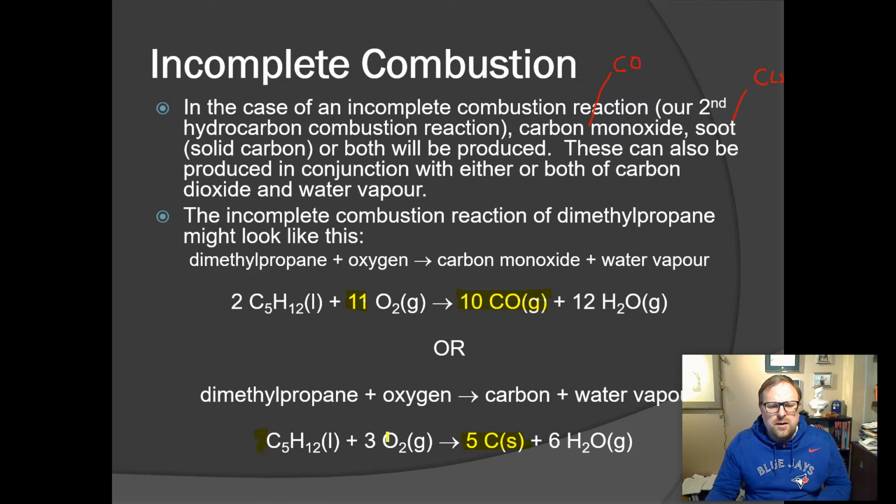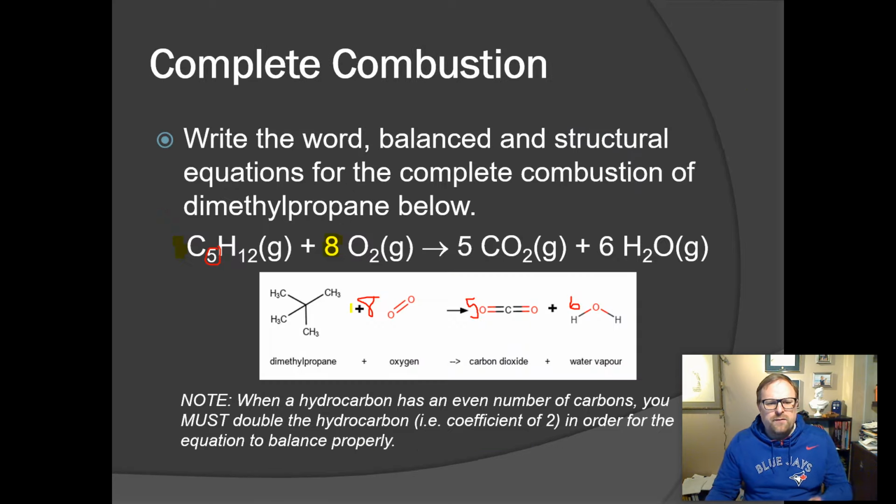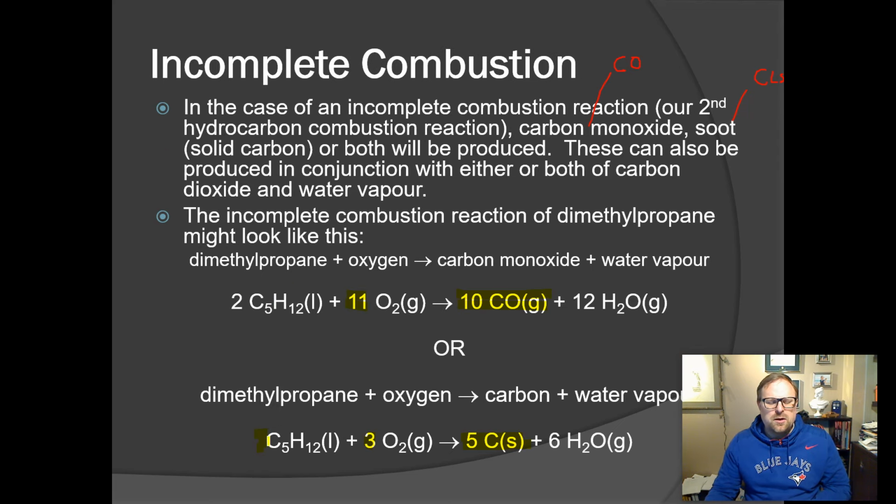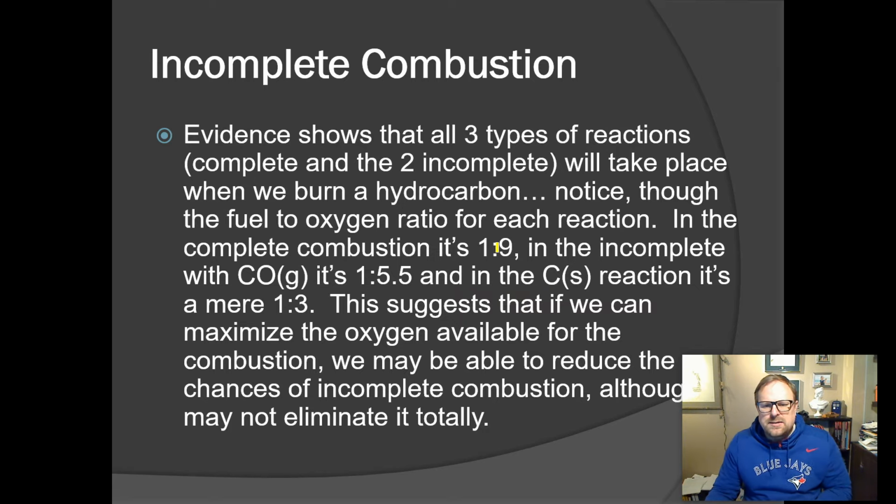And then this is a 1 to 3 ratio. So we have a 1 to 8 ratio here, a 1 to 5.5 ratio here and a 1 to 3 ratio here, fuel to oxygen. I made a typo here. This actually should be an 8, but it doesn't affect things. So in the complete combustion, it's a 1 to 8 ratio. In the incomplete combustion, the carbon monoxide reaction is 1 to 5.5. The soot reaction is a mere 1 to 3 ratio.